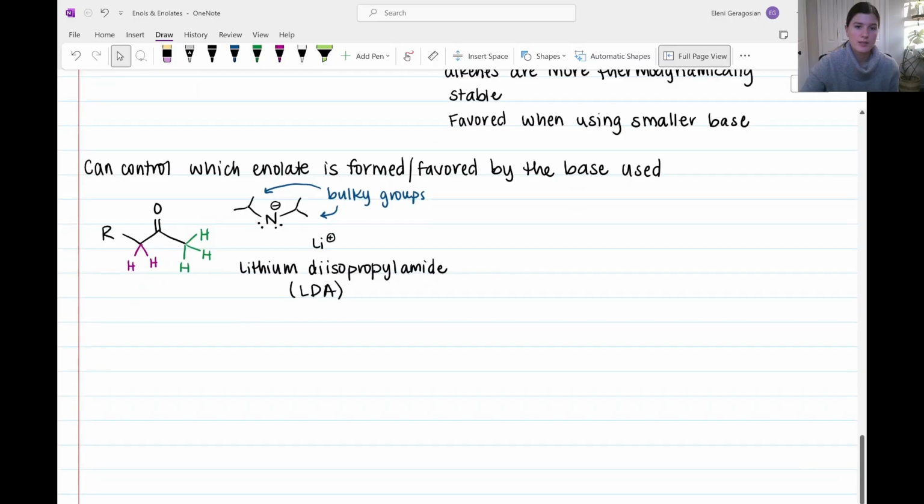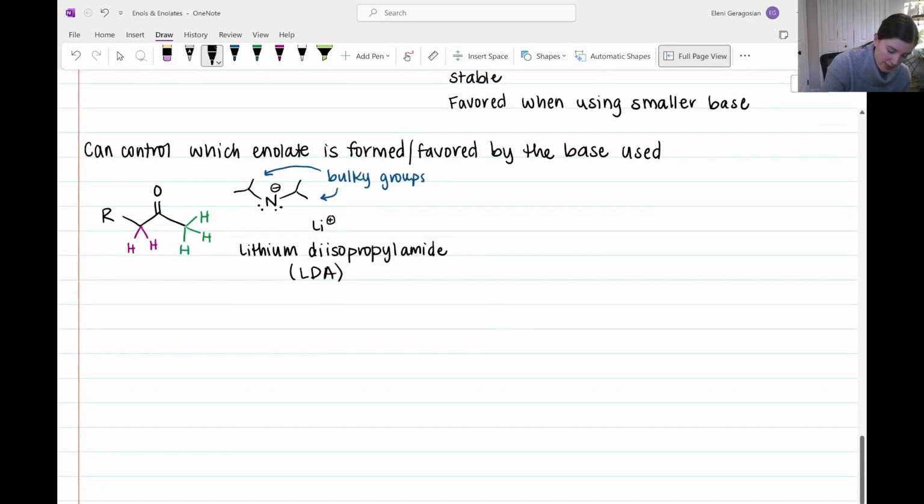So since the LDA is bulkier, it is easier for it to remove one of these 3 hydrogens at the end of the chain. We'll show the electrons going to the carbon. It's more difficult and less likely for the LDA to come and remove one of these hydrogens from the CH2 group because there's this R group blocking access to those hydrogens there. So the LDA will form the kinetic enolate.